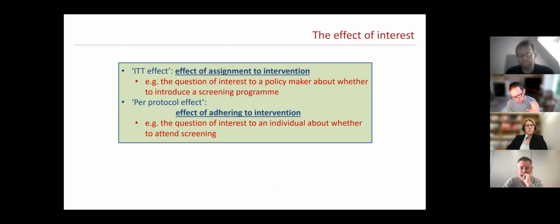And in both ROBINS-I and ROB2, we make a contrast between the intention to treat effect and the per protocol effect. The effect of adhering to the intervention as specified in the trial protocol. So, for example, if I'm thinking about whether to be screened, I don't want to know about what happens on average to a bunch of people that are invited to be screened, many of whom don't get screened. I want to know what will happen to me if I adhere to the protocol for screening.